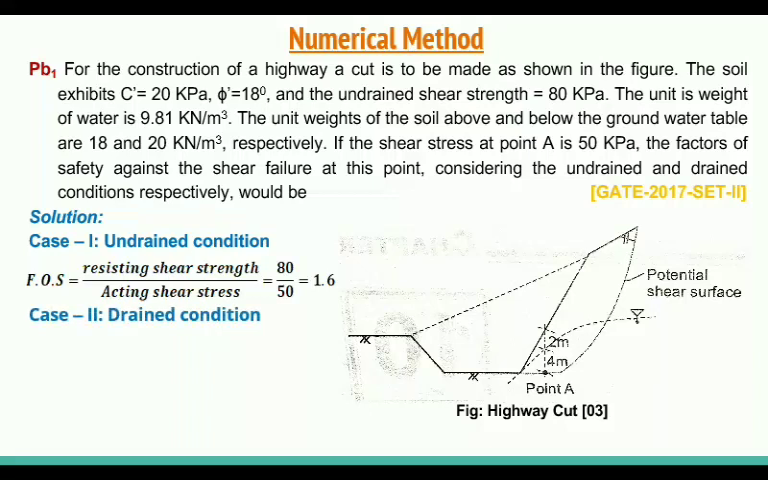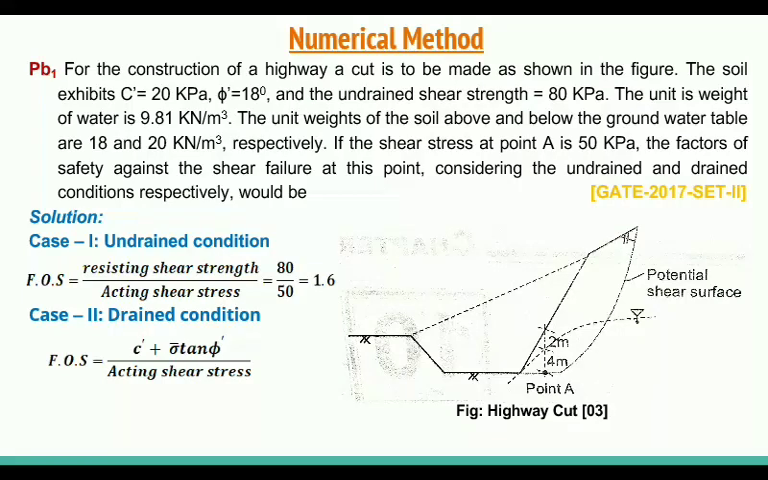Now case 2, drained condition. So for the drained condition, again we can apply this formula. The acting shear stress at that point is 50 kilopascal, that is given. Tau is given. So now the condition is changed. Now drained condition, so we can apply c dash plus sigma dash tan phi dash. In this case, c dash we have, phi dash we have, we have to calculate sigma dash.